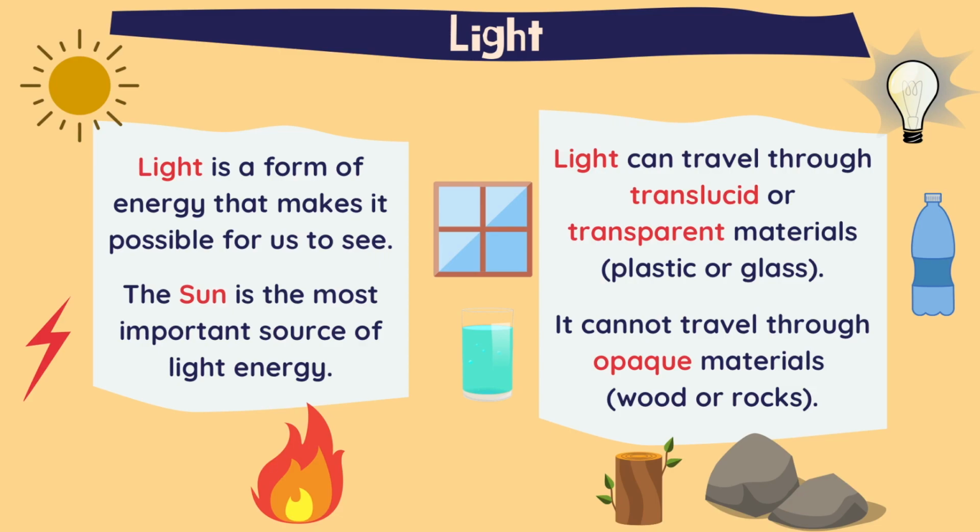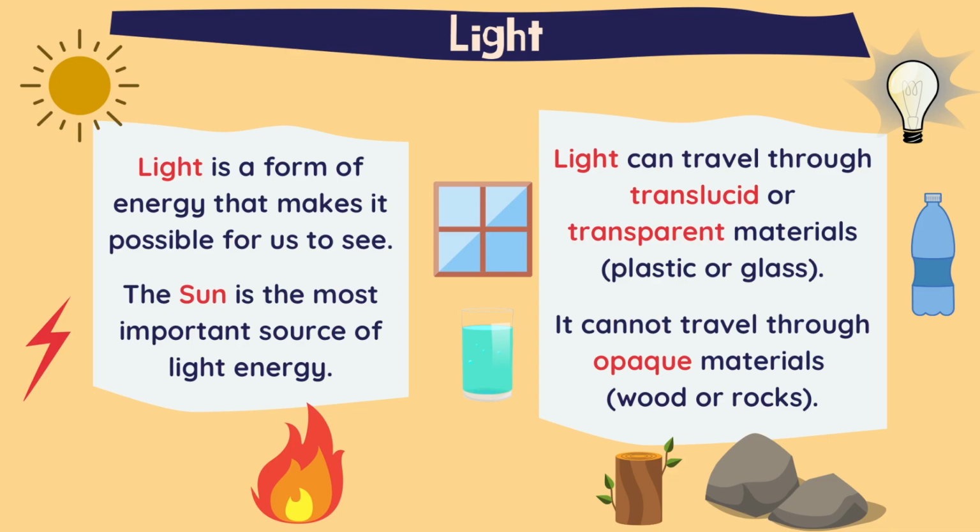We already know that light is a form of energy that makes it possible for us to see. And the sun is the most important source of light energy. Light can travel through translucent or transparent materials like plastic or glass.